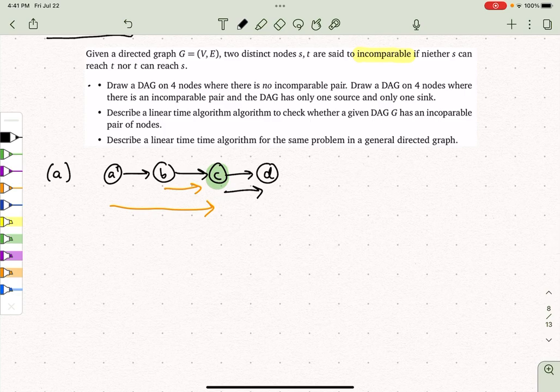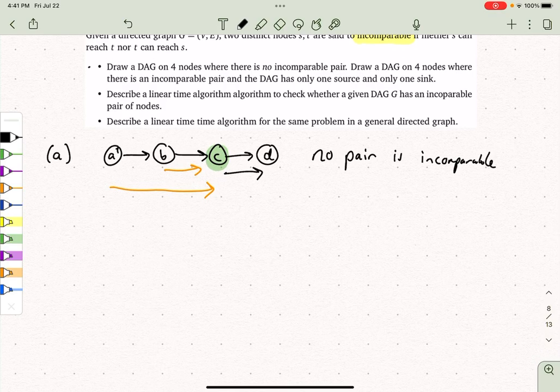Okay, so there's an example graph where no pair is incomparable because either there's a path going to the right or a path coming from the left. So no pair is incomparable. Now let's consider a case where there are incomparable pairs. One really easy example would be just something like this, where there's just a random node off in space. Obviously nothing can reach it, and it can't reach anything else, so these two nodes would be incomparable.